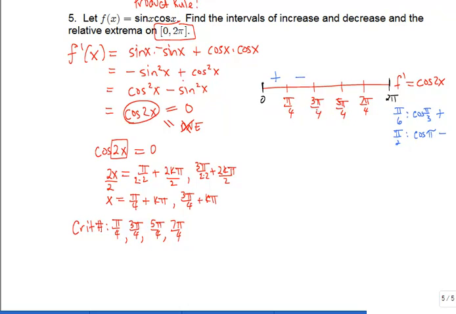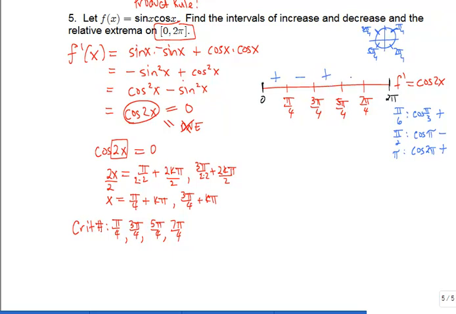If we try something between 3 pi over 4 and 5 pi over 4, keep in mind your unit circle. Here's pi over 4, here's 3 pi over 4, here's 5 pi over 4, and here's 7 pi over 4. Something between these two would be like pi. So let's try pi. If I plug that in, I would get cosine of 2 pi, and cosine of 2 pi is +1. So this is back to a plus.